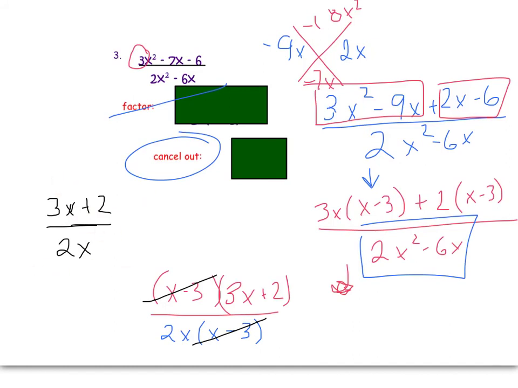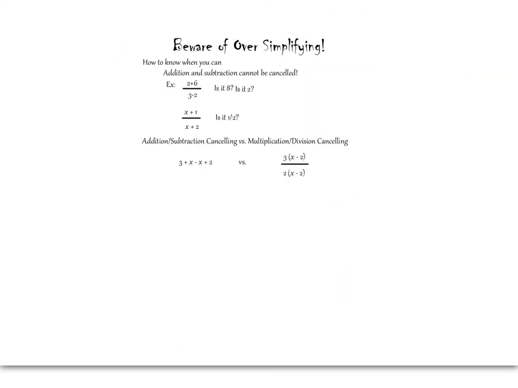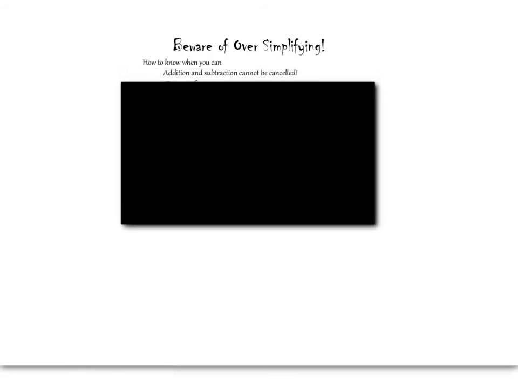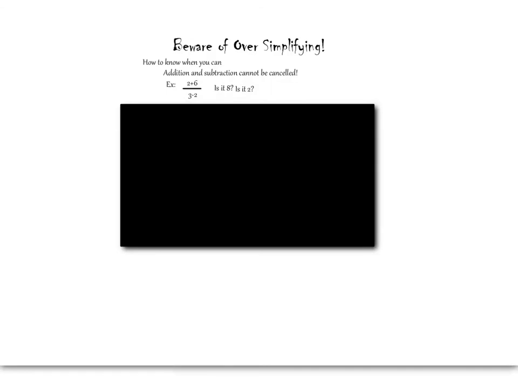Alright, one more thing before I let you go. Beware of oversimplifying. It is very tempting, and I've been mentioning it throughout this video, to cancel things with addition in between. But you may not do that. That is bad. That's illegal math actions. Alright, so how do you know when you can then? Addition and subtraction cannot be canceled.